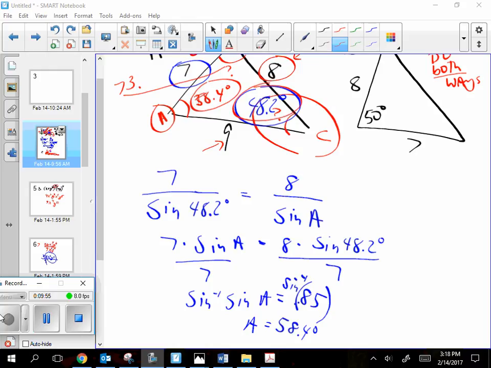73.4 degrees. If you're only off a titch, it's probably just because of rounding, so don't be too stressed about that.